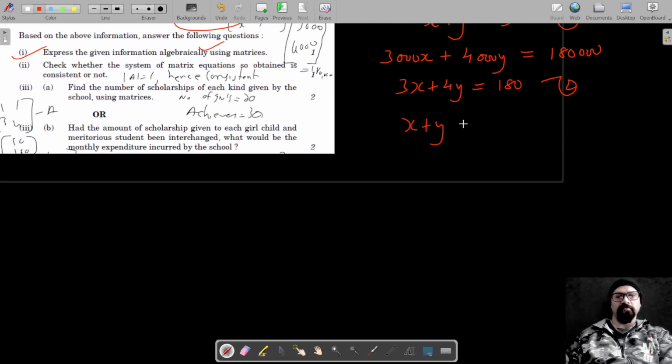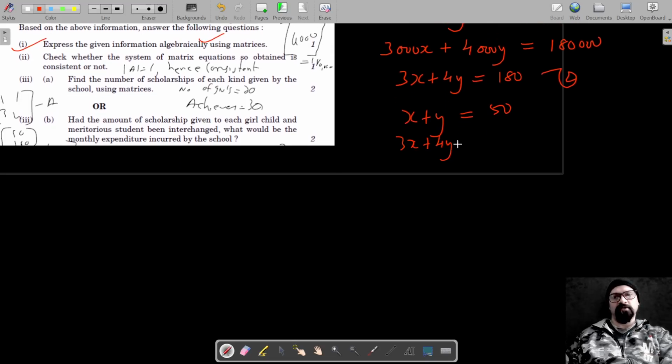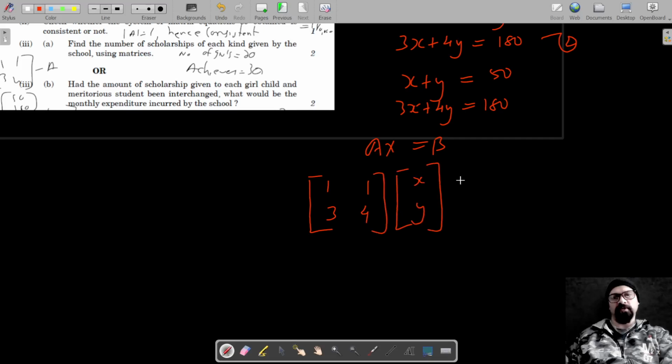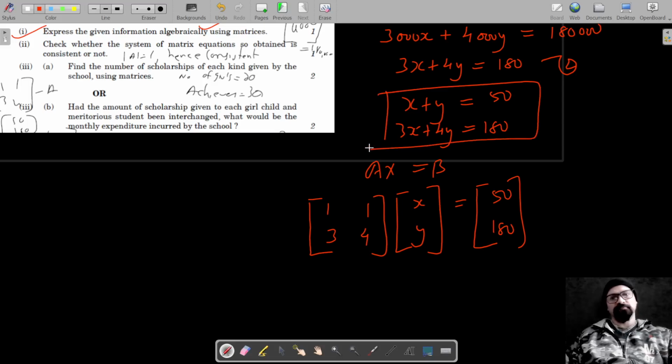So if we have to solve using matrices, x plus y is equal to 50, and the second one is 3x plus 4y is equal to 180. We can express them as AX is equal to B, where A matrix is the coefficients of x and y, this is 1, 1, 3, and 4, and X has the variables, we have two variables, x and y, and B has the constants, which are 50 and 180. So this is how we express the equations.